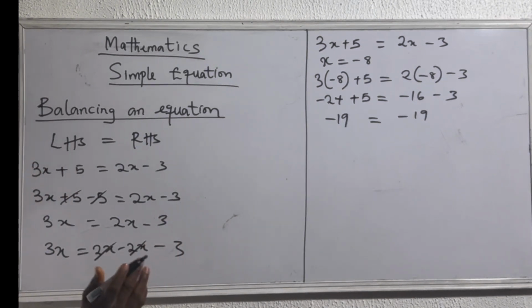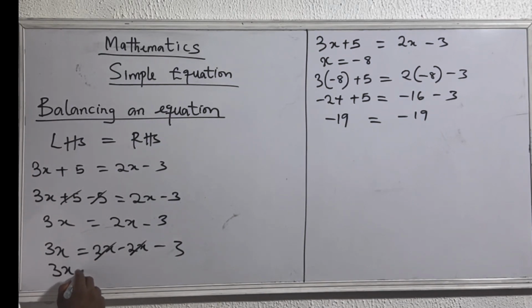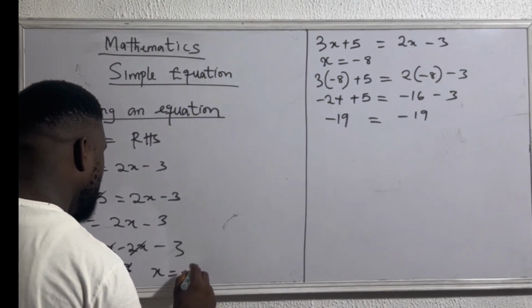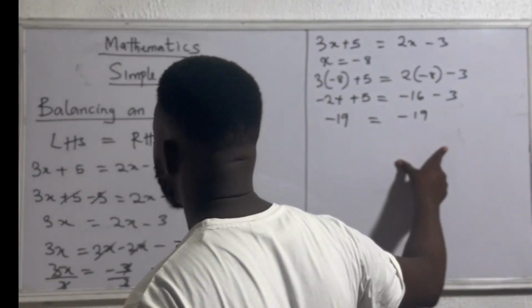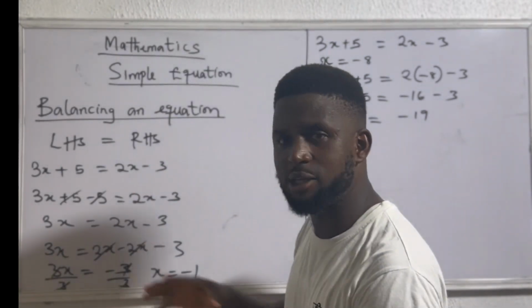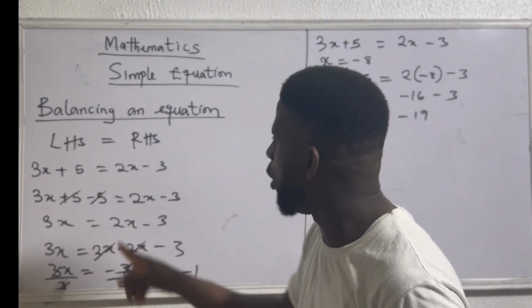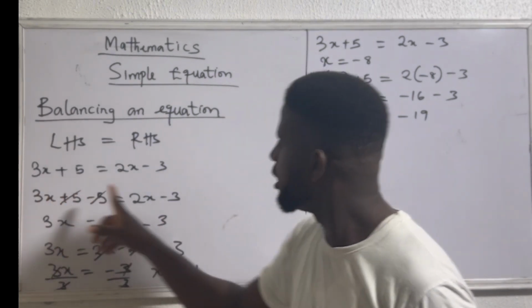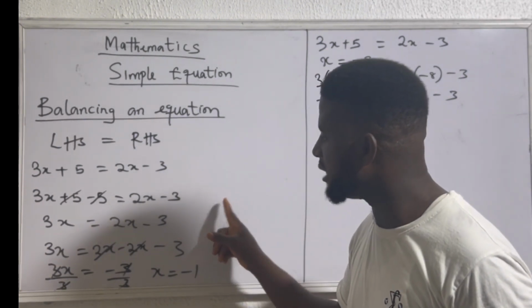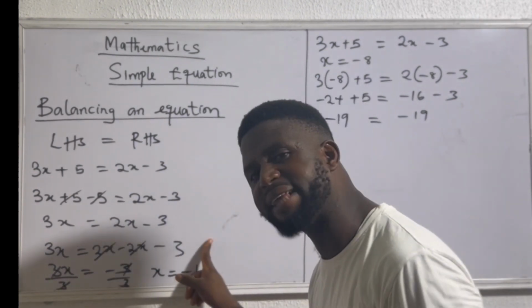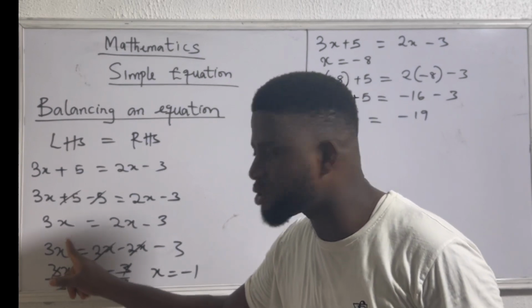So this 2x cancels, becomes 0. So we have 3x equal minus 3. Now to take away 3 from x, I divide both sides by 3, and then x is equal to minus 1. Now let us check if this is balanced. Remember, what I did is not balanced, because on the left hand side I only subtracted 5, but I did not subtract 5 on the right hand side. I subtracted 2x on the right hand side, but I did not subtract 2x on the left hand side.